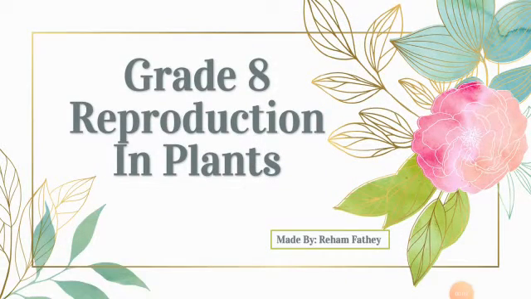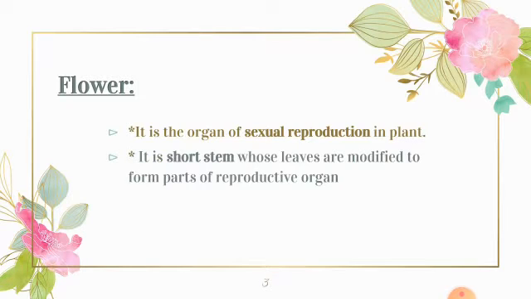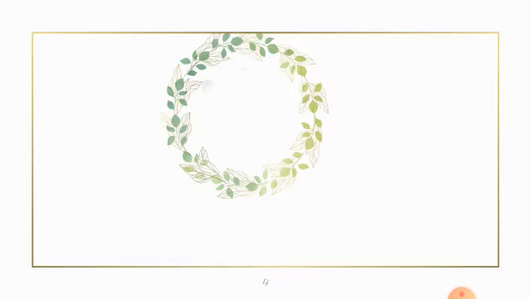Today we are going to explain the reproduction in plant. The flower is a sexual reproductive organ in the plant, which is defined as a short stem whose leaves are modified to form parts of reproductive organs. First, we are going to study the meaning of typical flower and its structure.